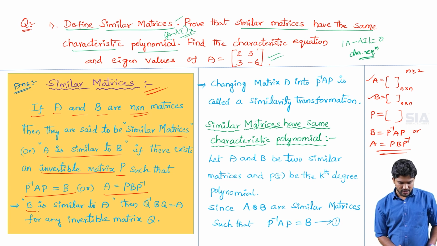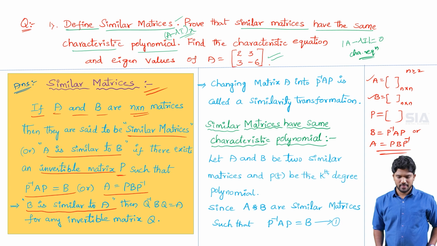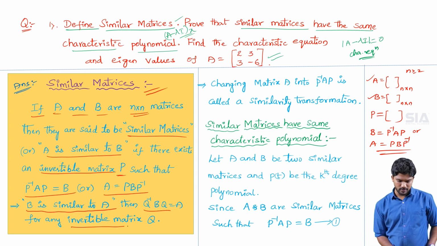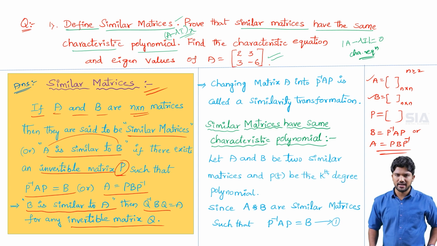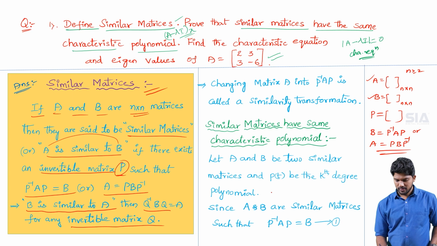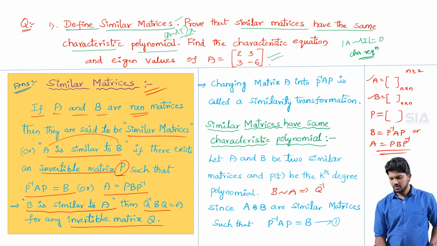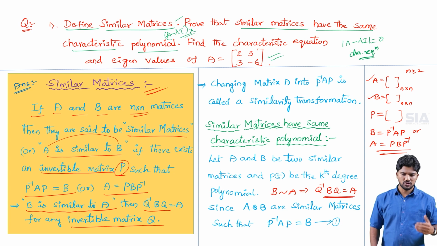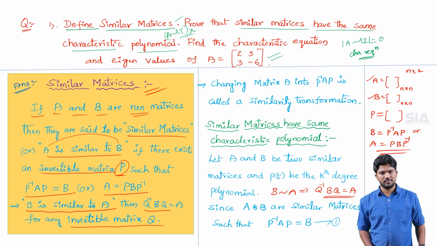The next point is, if capital B is similar to capital A, then Q inverse B Q is equal to capital A for some invertible matrix capital Q. Here, for A to be similar to B, we said there is an invertible matrix P. Similarly, to say that capital B is similar to capital A, the condition is that there exists an invertible matrix Q such that Q inverse B Q equals capital A. This is the condition. Whatever matrix you take, capital P or capital Q.